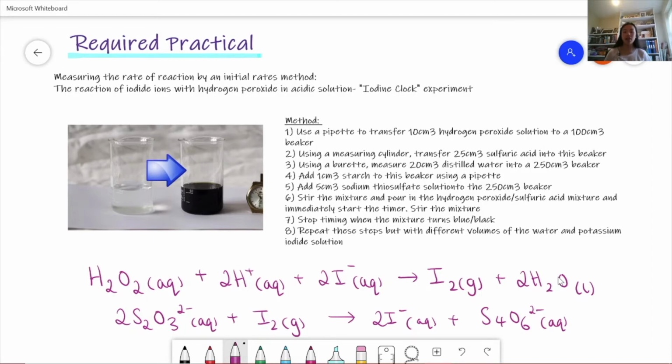And so when the iodine is produced, once it has reacted with all of the thiosulfate ions present, excess iodine remains, and this remains in the solution. So then reaction with starch then forms the dark blue colour that we see. So if we vary the concentration of I-, we can determine the order of reaction with respect to I- ions.